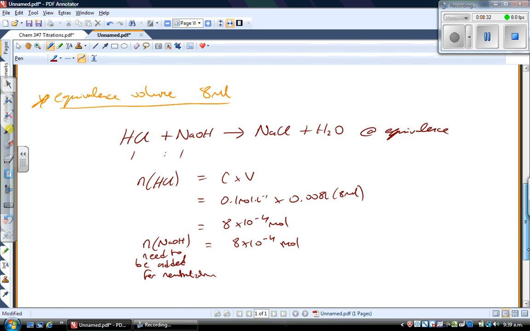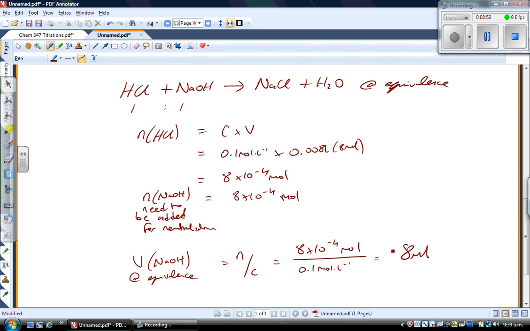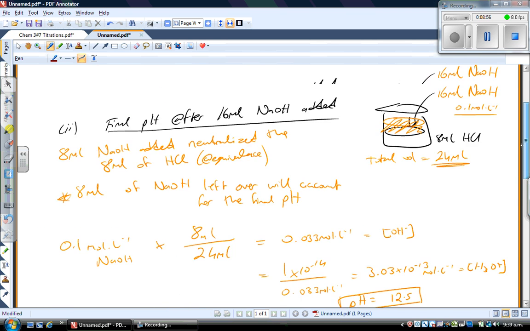And then finally, to get the volume at equivalence, it will be equal to the moles divided by the concentration, which is 8 by 10 to the minus 4 moles, divided by the concentration 0.1 moles per liter, which gives you a volume of 8 ml. So the equivalence volume is 8 ml in this case.